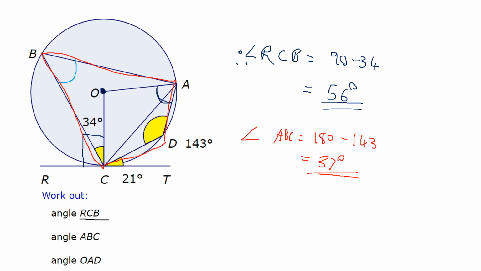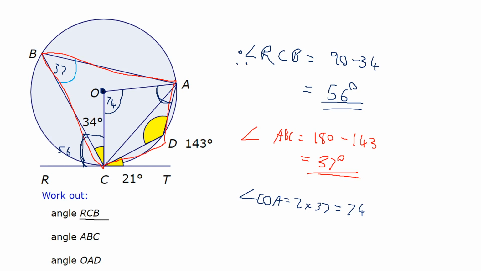What can we do to slowly but surely work out what that angle there is? Well, what can we work out? Apart from OAD, what can we actually work out? We know this is 37. We know this angle here is 56. Can we use that information in any way? Well, we know that this angle is going to be 2 times that. So we know angle COA is going to be 2 times 37, which is just equal to 74.